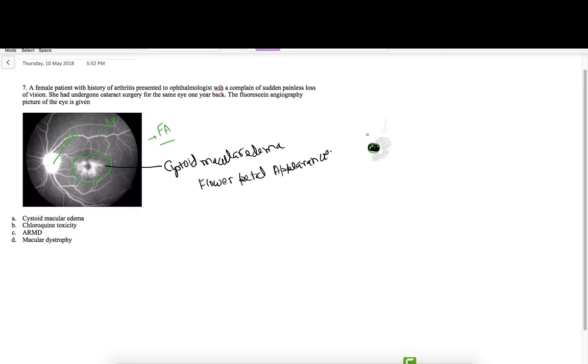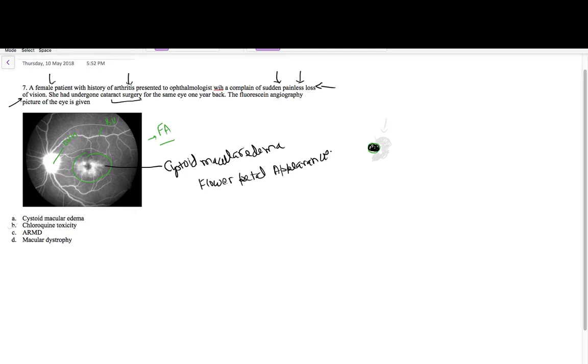So don't get confused that if this was the fundus picture, you don't have to mark chloroquine toxicity in that. Why? Because let's see what the question asks. The question asks, there is a female patient, history of arthritis. Some students are saying that it was a rheumatoid arthritis, but definitely it was an arthritis, and there was a sudden painless loss of vision. Remember, in chloroquine toxicity, you won't get a sudden loss of vision.